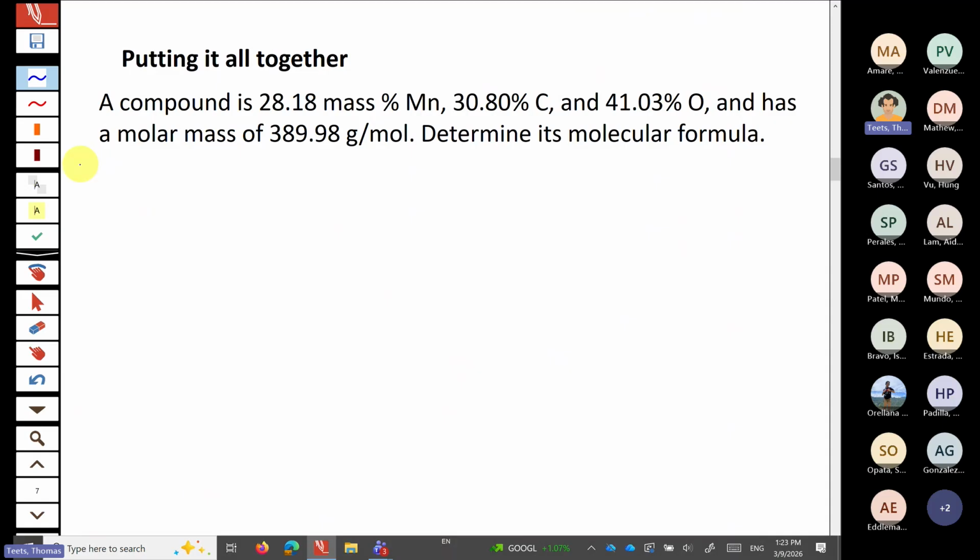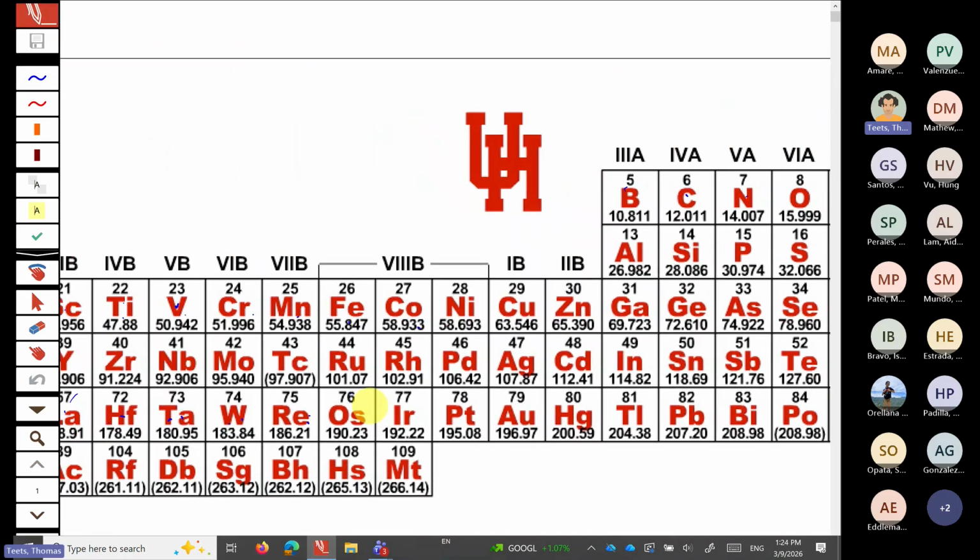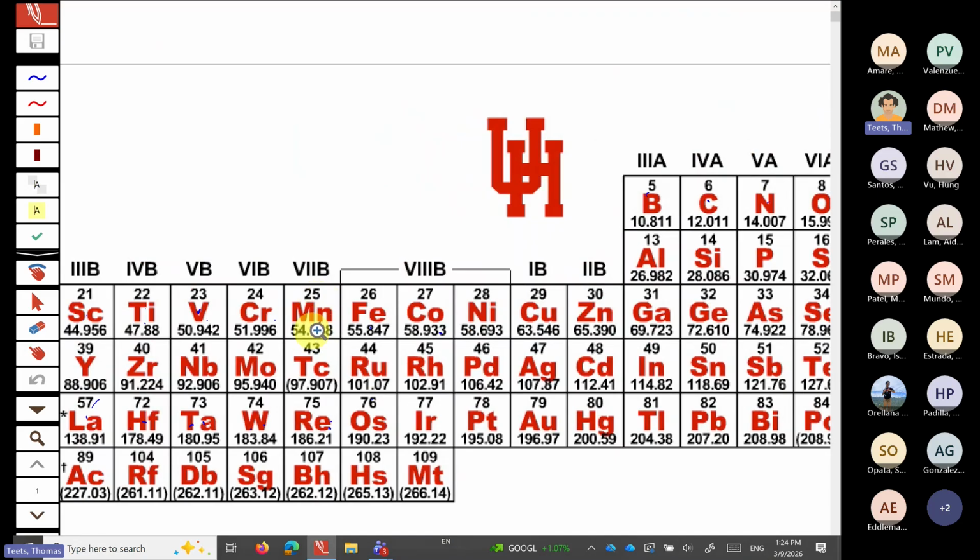So these problems have a little bit of steps involved. So we have to go through the first series of steps to find the empirical formula. So we're going to assume 100 grams of the compound. Then we're going to convert each of the mass percentages into moles. So for manganese, we have 28.18%. So there's 28.18 grams of manganese in 100 grams of the compound. And we're going to use the atomic mass to convert it into moles. So manganese, Mn, the middle of the transition metals, is 54.94 grams per mole. So we need that number to convert grams into moles.